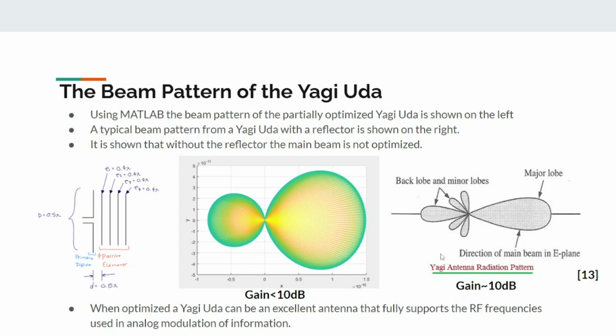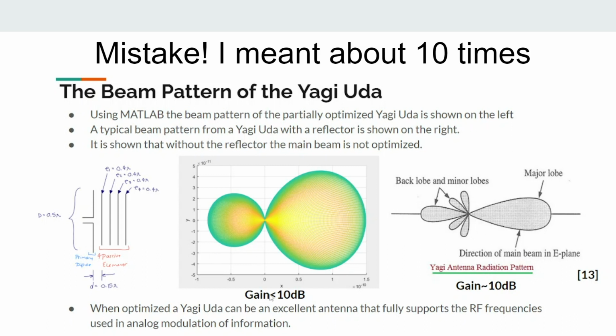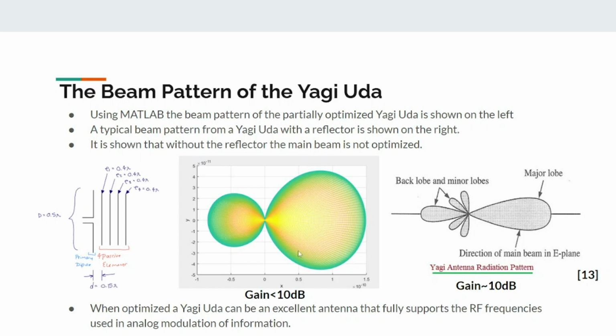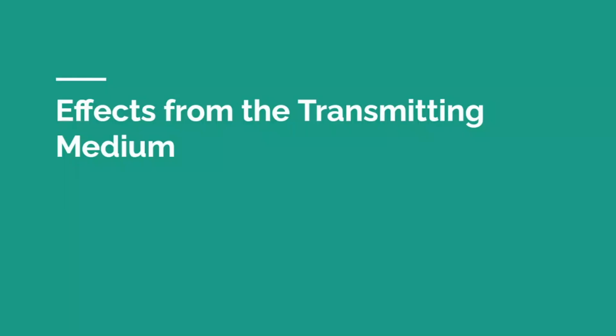Increases noise. Also, I want to stress that the gain of a normal one is usually about 10 dB, so around 100 times the power of an isotropic. The gain of this one, you can tell it's less than 10 dB. I did not actually calculate it, I didn't have enough time, but the gain's less mostly because of that reflector loss. So when optimized, a Yagi-Uda can be an excellent antenna that would be suitable for RF modulation.